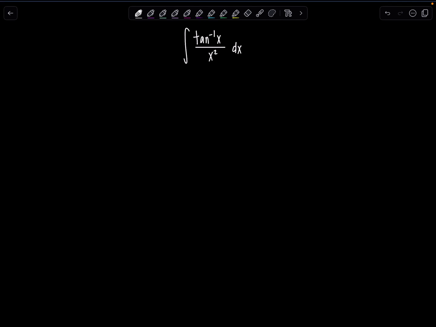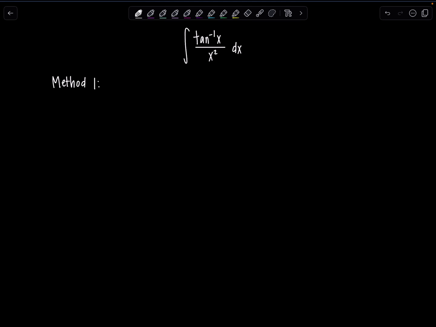Here's your latest integral of the day. And as a special treat, I'm going to solve this integral using two different approaches or techniques. Thought it would be fun. We have the indefinite integral of tan inverse of x over x squared dx. So go ahead, pause the video if you want to try it on your own. I'm going to jump right into the first method.